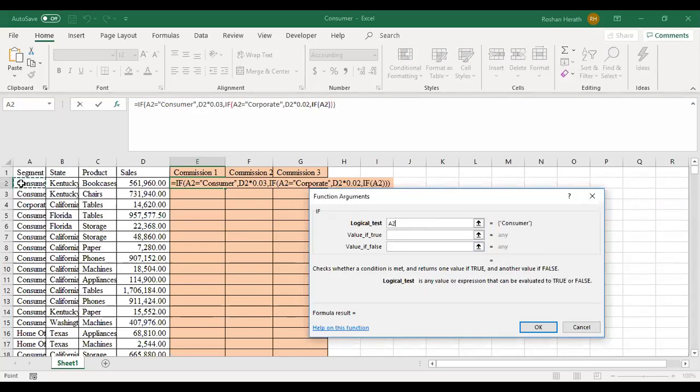So we may check whether it is equal to Home Office, the third category that is given over there. Then we may be giving a commission of 0.01. Then for value if false, you can simply ask it to ignore, taking a null value. So how do you take that? You open the double quotes and you close the double quotes. If it is anything other than that, you need not have anything appear over there, so you make it a null value. Then you can say okay.